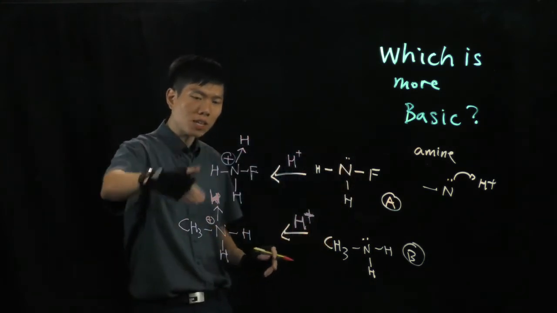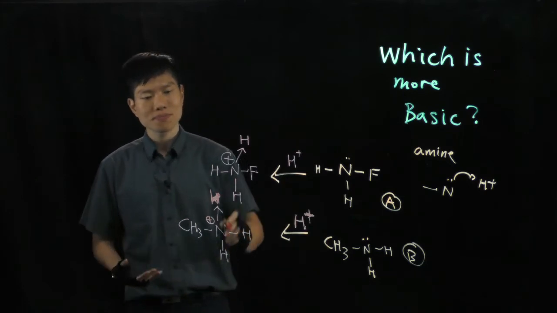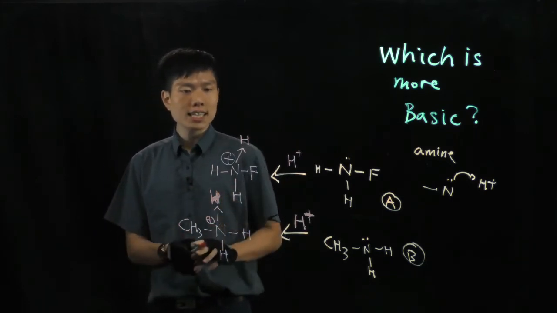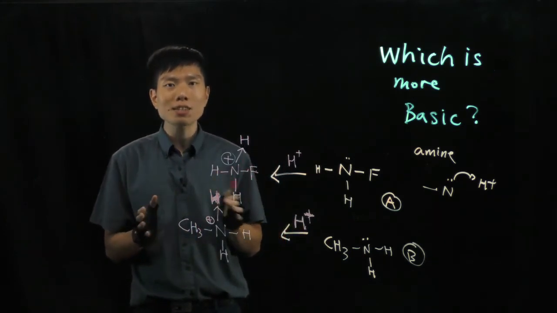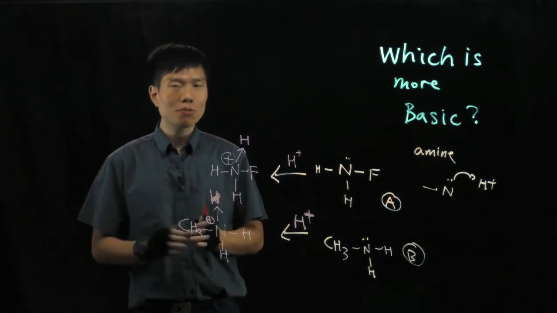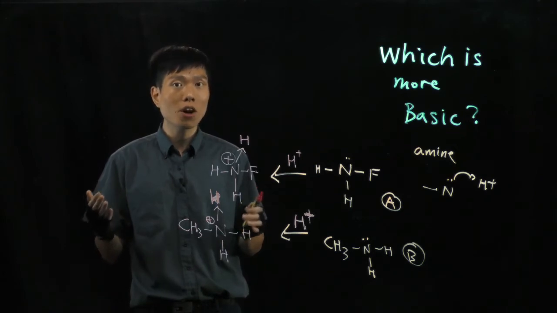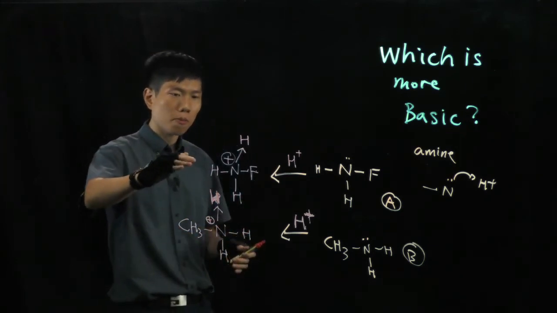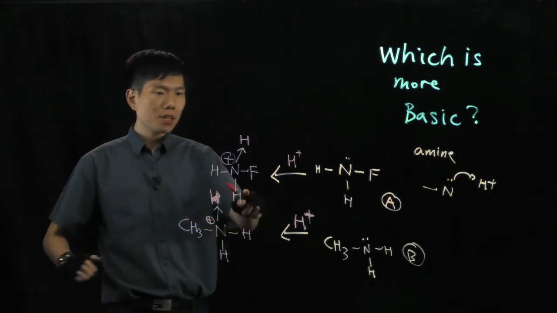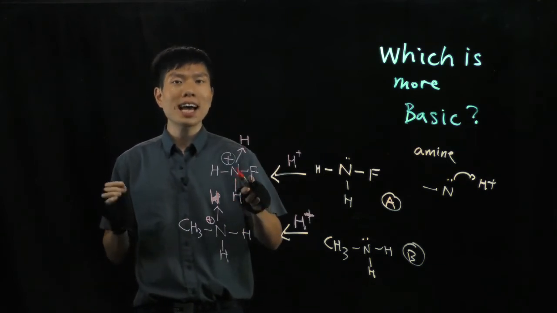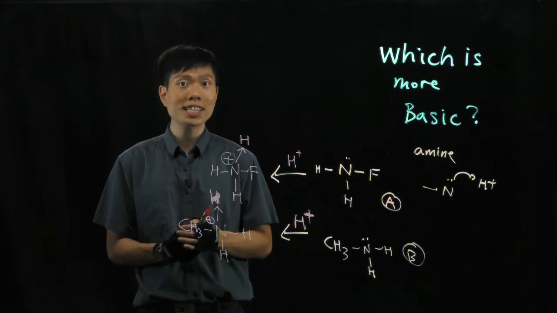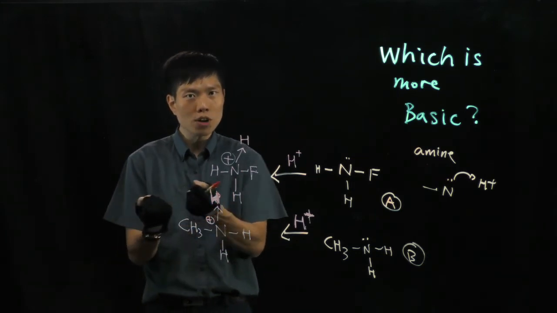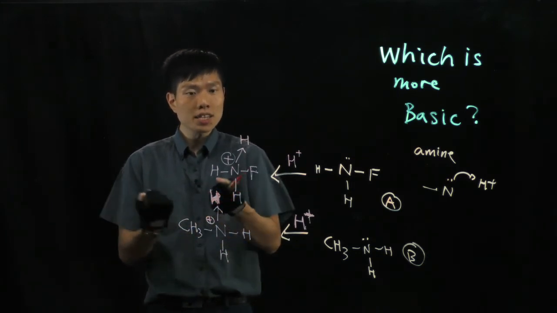So now, of these two cases, which is more stable? We need to look at how positive the nitrogen is. As you know, nitrogen doesn't like to take positive charge, but it could. But we try not to have so much positive charge on the nitrogen. So for the first case, we have this fluorine. Fluorine is highly electronegative. In fact, it is the most electronegative element in the whole periodic table. It will just pull electron density away to itself.